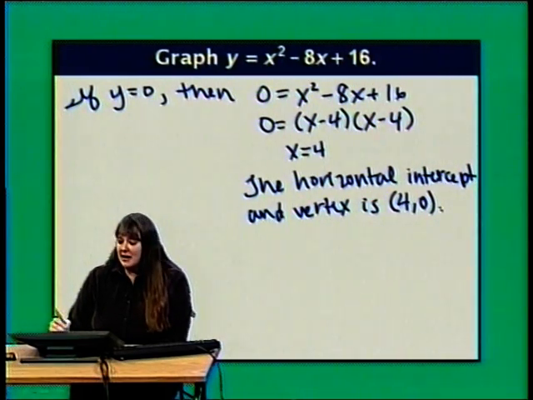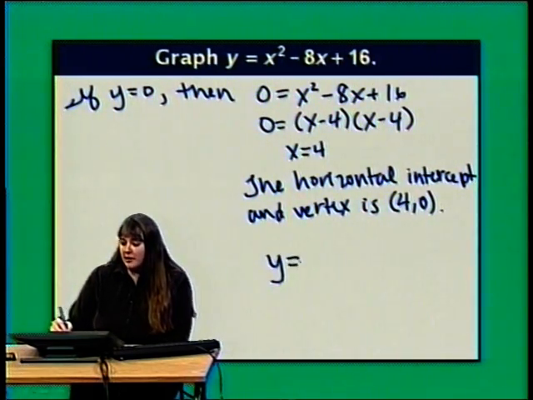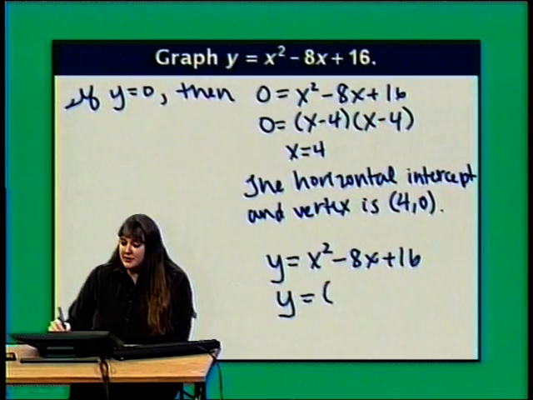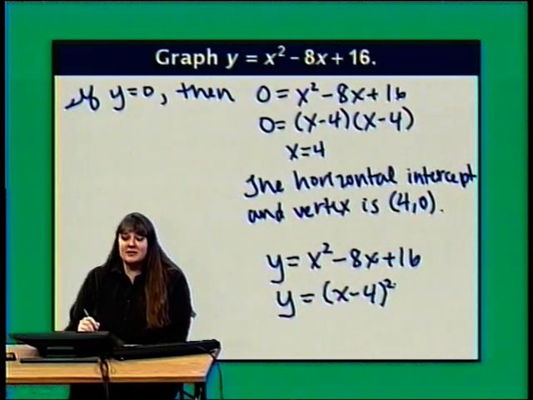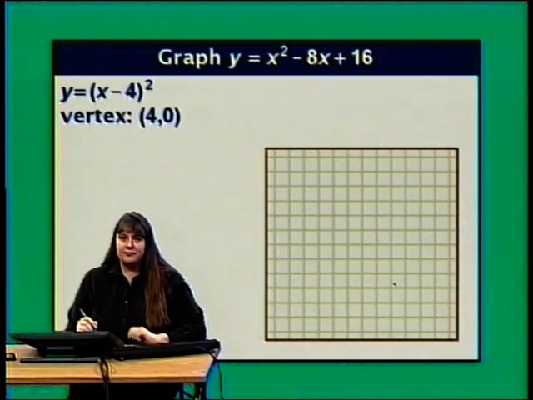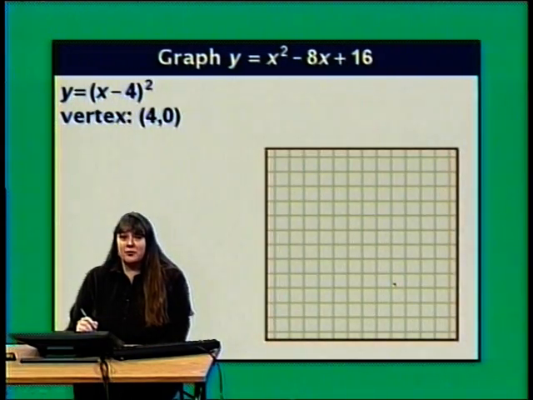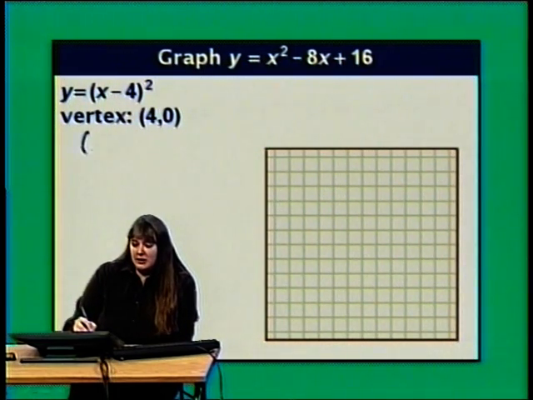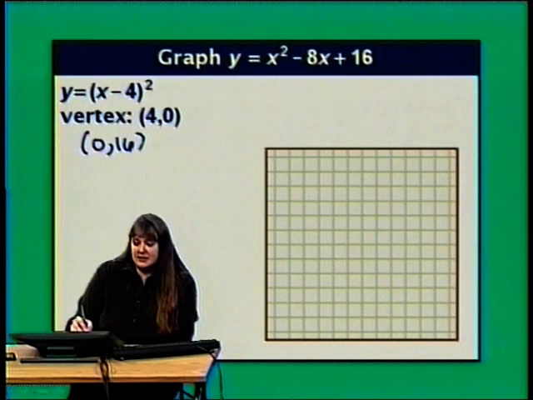So before we start thinking about more points, I want to note that it was easy to factor that right-hand side, so I could actually take my quadratic equation, y equals x squared minus 8x plus 16, and rewrite this as y equals x minus 4 quantity squared. That's going to make it easier for me to find some more points on the graph, which I need to do since at this point I only have one. The horizontal intercept and vertex are the same point. So I've got my vertex of 4, 0. Another easy point to find is the vertical intercept, which in this case is 0, 16.